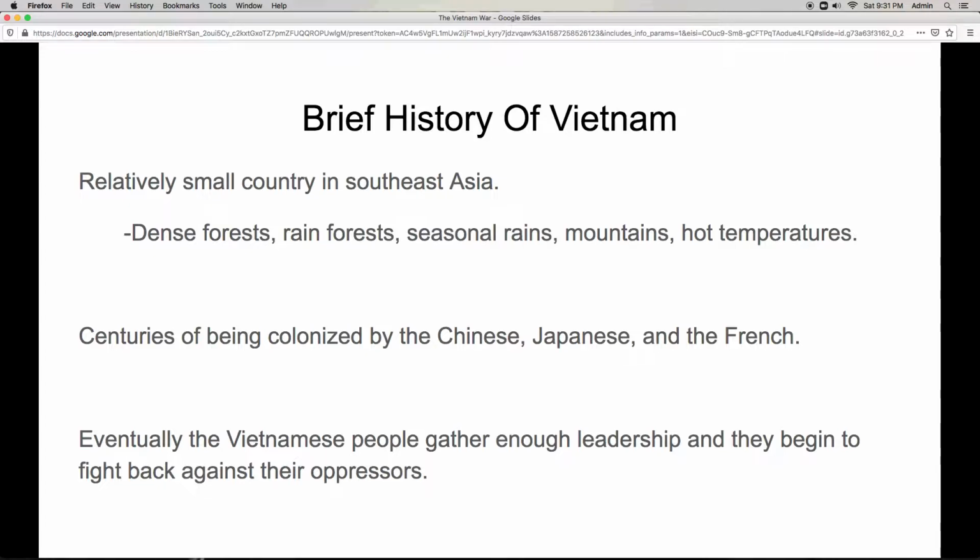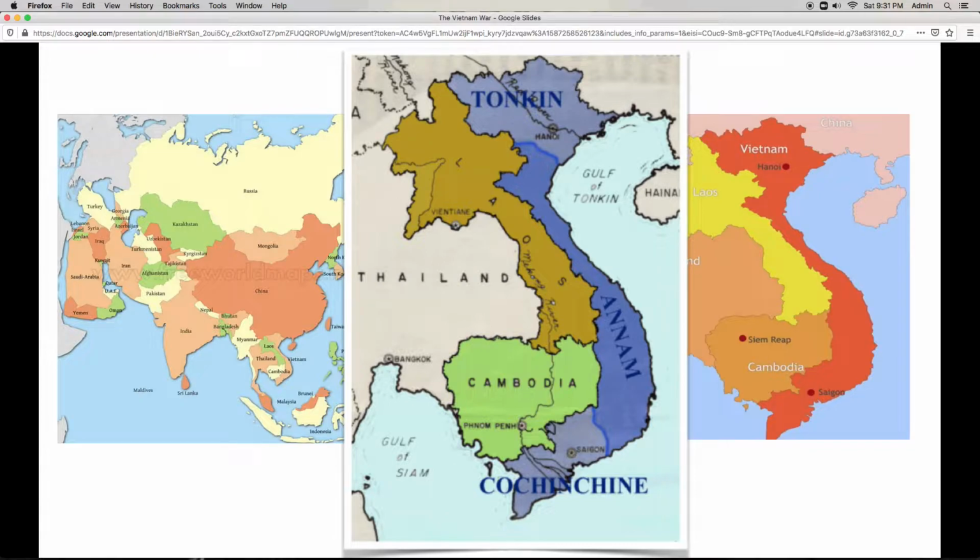Now, the French had it in the mid-1800s, and then the Japanese took it during World War II, and then the French got it back after the defeat of the Japanese in 1945. Anyway, because of this, and because of the frustration the Vietnamese have, eventually they are going to mount a revolution, a revolt, and they're going to try to push out foreign powers. And that's going to be what we know now as the Vietnam War.